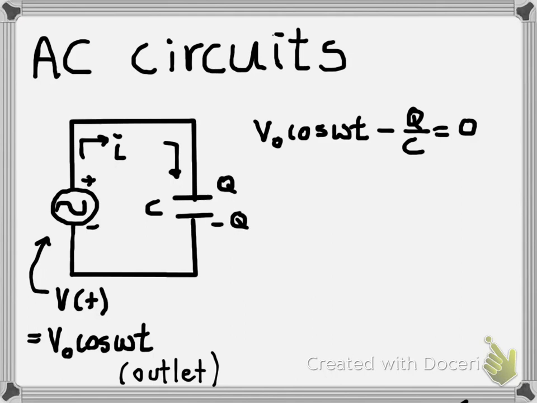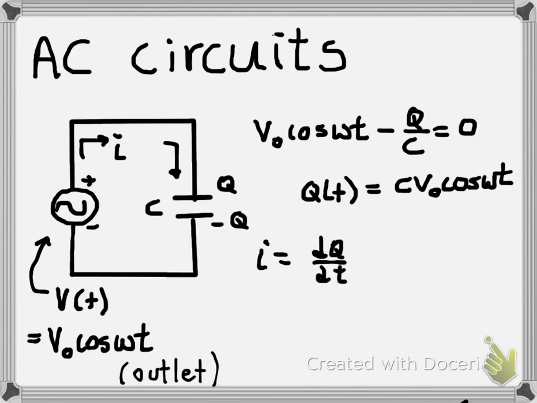The capacitor is getting charged by that current, and at that moment the sum of the potential differences along the circuit is V naught cosine of omega t minus Q over C, which is the potential difference across the capacitor, and that is going to be equal to 0. The simple solution that we get from this is that the charge in the capacitor as a function of time is simply the capacitance multiplied by V naught, the peak voltage, multiplied by the cosine of omega t. Very simple situation for the charge of the capacitor.